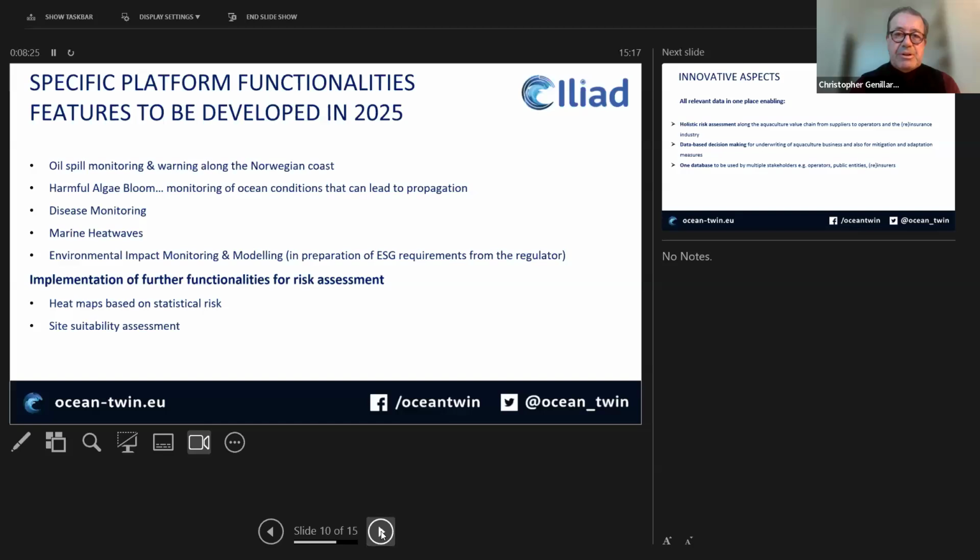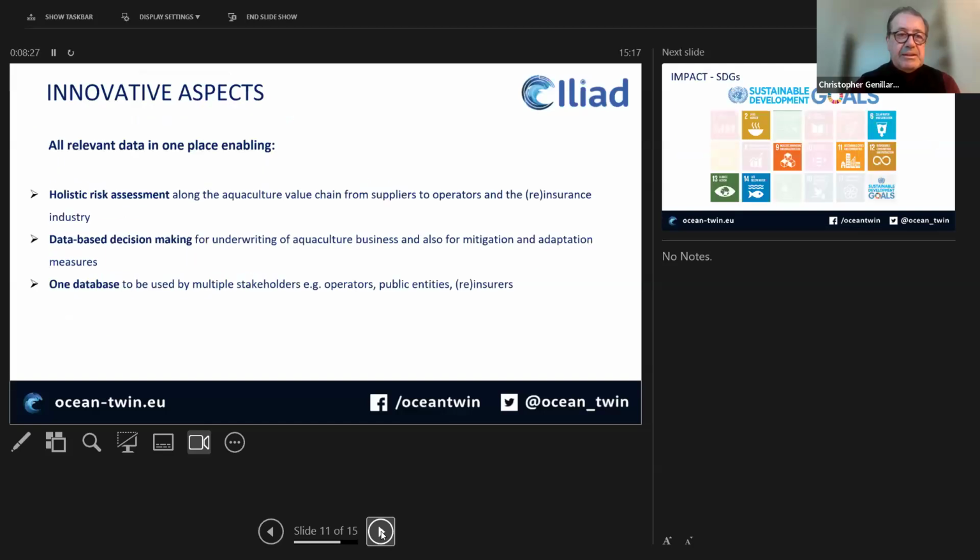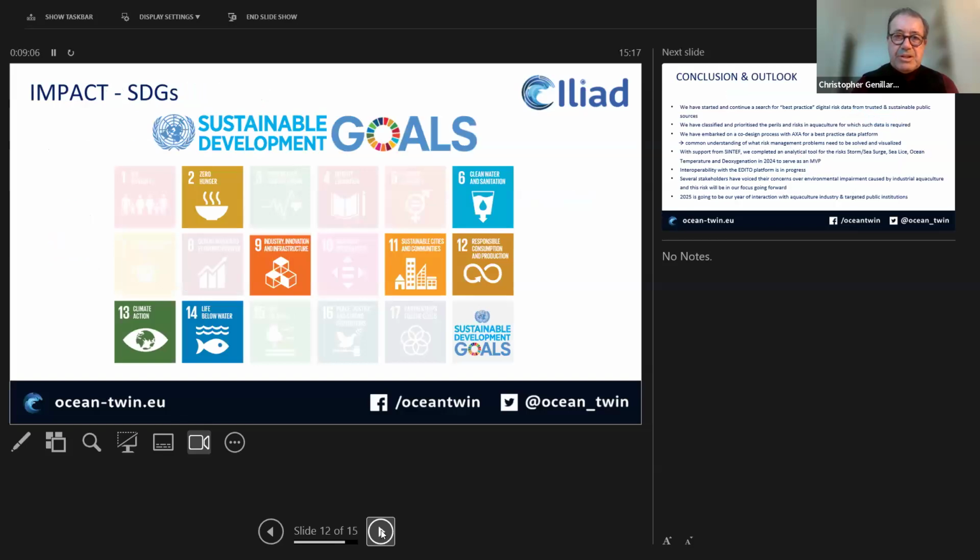So summing up the innovative aspects, you can't really find all this data in one place. So if anyone wants to have a really holistic view on this platform along the aquaculture value chain, from suppliers to operators to the insurance industry, for data-based decision-making for underwriting the aquaculture business and also for mitigation and adaptation measures. And then this one database to be used by multiple stakeholders around the coast of Norway. Then we've just put a page here with the sustainable development goals that this meets.